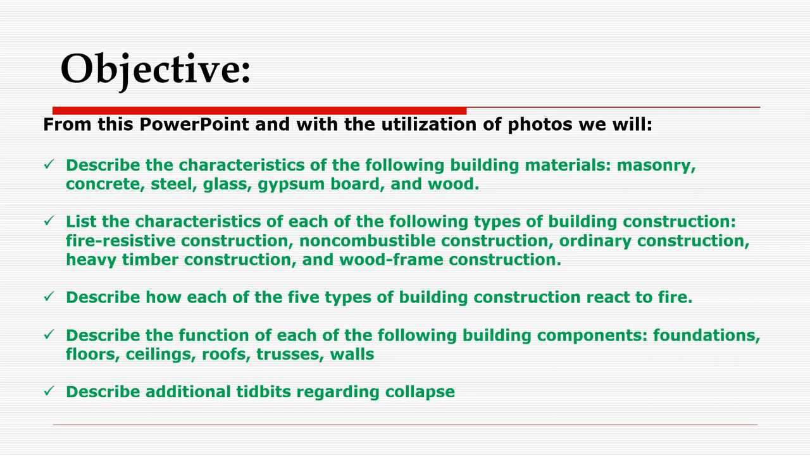We're going to list the characteristics of each of the following types of building construction. We're going to talk about fire resistive and non-combustible, so your type 1, your type 2, type 3 ordinary construction, type 4 heavy timber construction, and type 5 wood frame construction. I encourage you to really pay attention in that area. Many questions on the certifying exams ask questions just on those themselves.